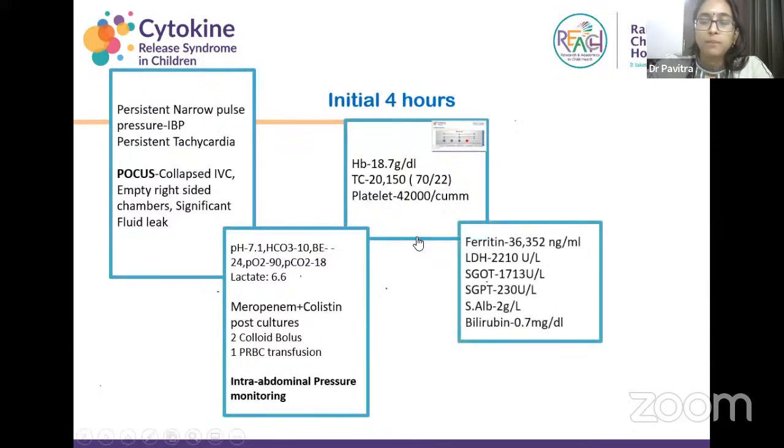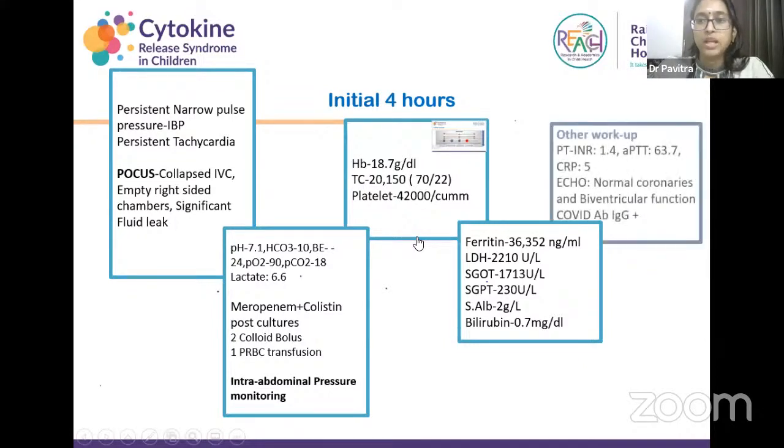Moving on. By 6 hours into admission, we received the following labs. Ferritin was 36,352 with elevation of LDH. There was significant transaminase elevation. OTs were 1,713 and PTs were 230, with hypoalbuminemia of 2 and bilirubin of 0.7. He also had associated coagulopathy. His CRP was normal, and 2D echo had normal biventricular function with normal coronaries, with COVID IgG being positive.